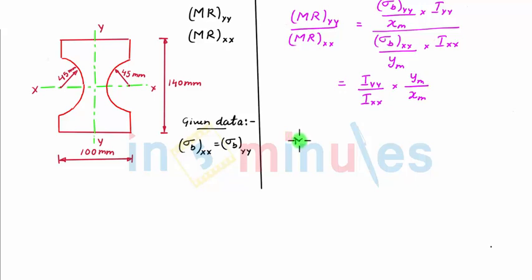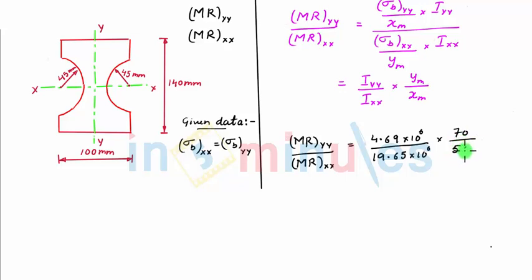So upon substituting all the values, we get the value of MR YY upon MR XX equal to 4.69 into 10 to the power 6 upon 19.65 into 10 to the power 6 multiplied by y max, which is 70 mm, and x max, which is 50 mm. So we get the ratio as 0.334. So this is our answer.